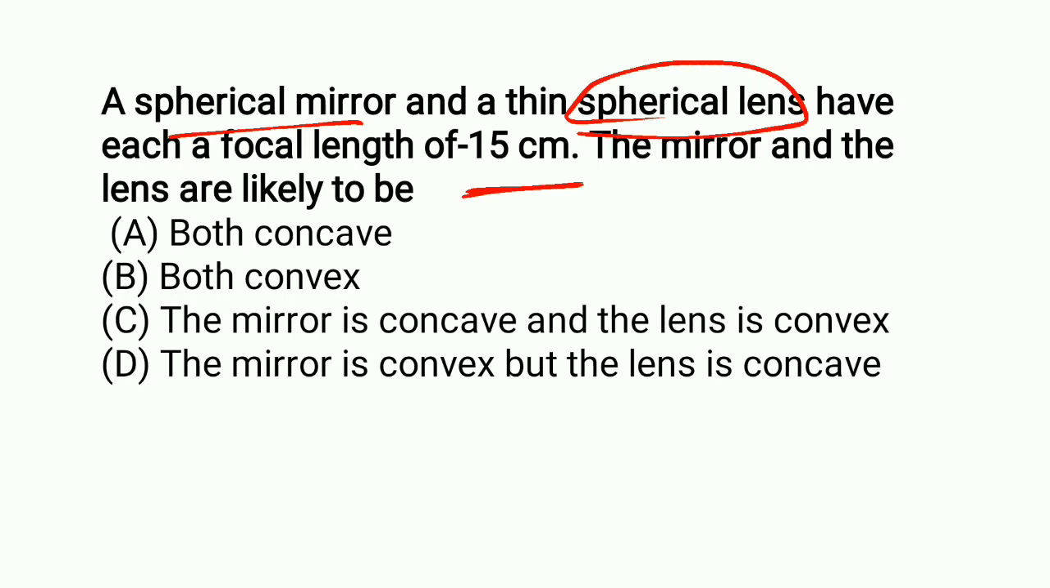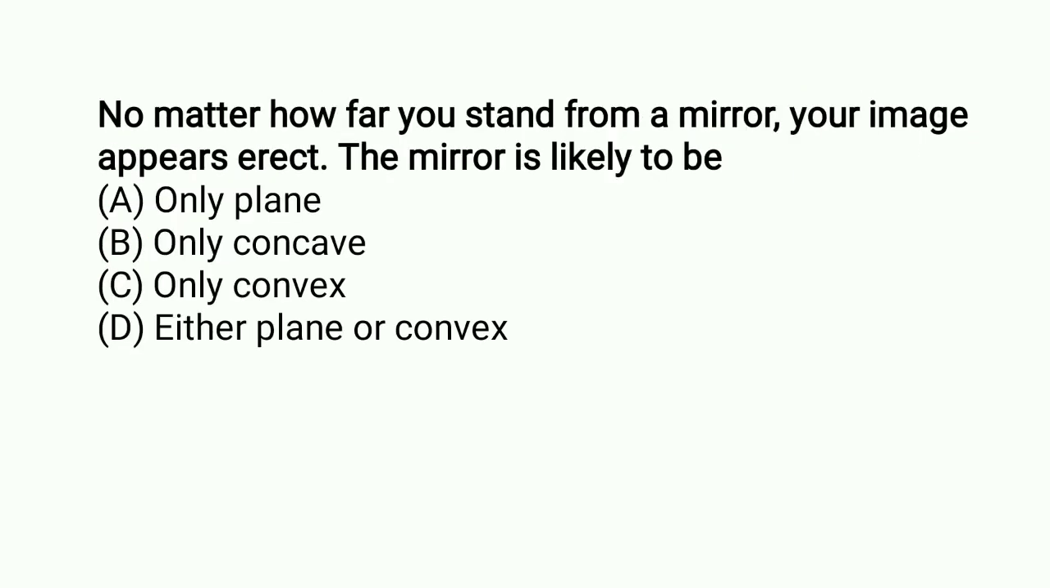So just to see the question here, we have the focal length minus 15 centimeter. The focal length for a concave mirror is minus, right? And for a concave lens also the focal length is minus, which means both the mirror and the lens are concave. So option A is the correct answer.